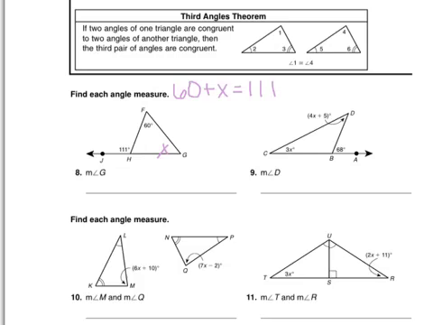You take 111. You take 60 away from 111. Perfect. You subtract the 60 from the 111. Okay, so x equals 51. Okay. So angle G is 51 degrees. That's it? That's all you do? Now, before we do example 9, I want to throw another.